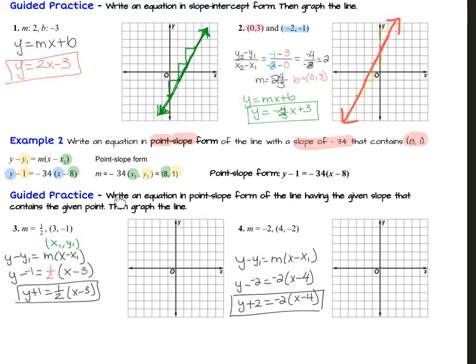Now, with that being said, you've already set up your equation. There it is. You plugged in your point and you plugged in the slope, so you're good to go. So you have y minus 1 equals negative 3/4, x minus 8. So that is your equation. Again, your slope was negative 3/4.